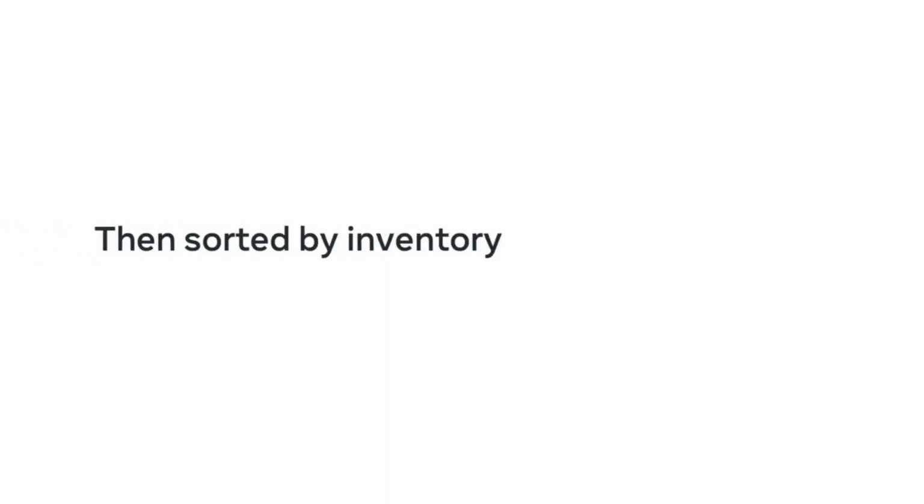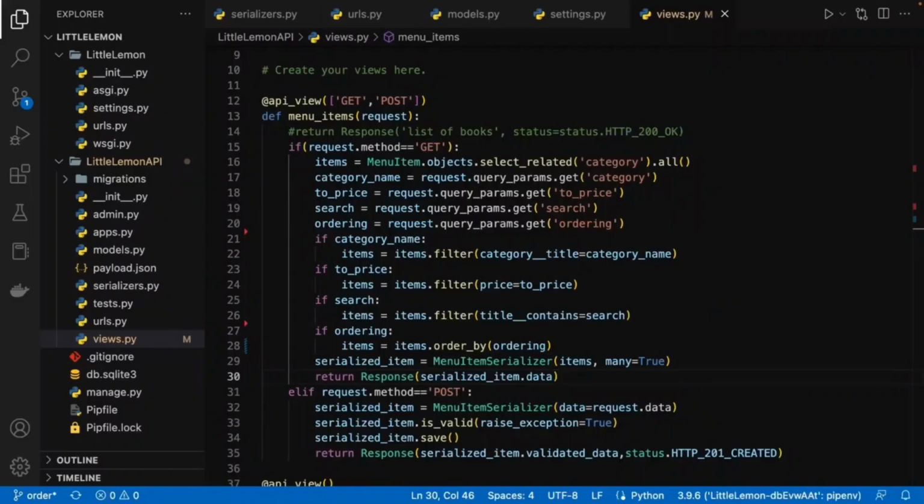This means that if two menu items have the same price but different inventory values, the one with the lower value will go at the top. How can you do this? You need to split the ordering field with a comma and then call the order by method with that list. You don't need any for loop for this.